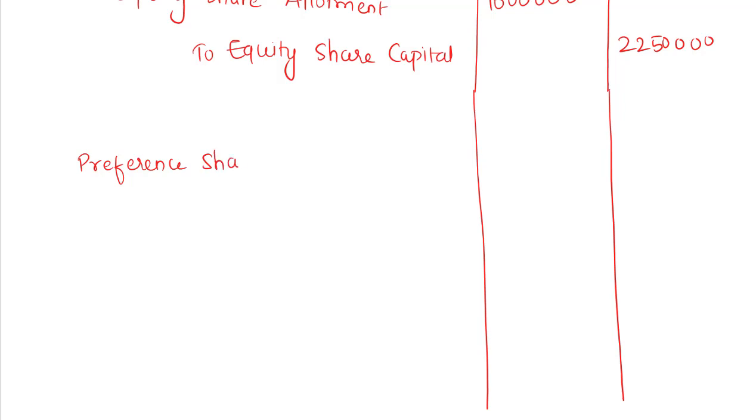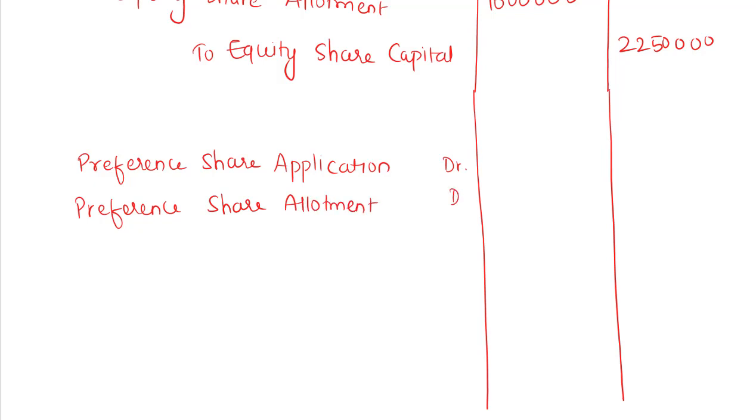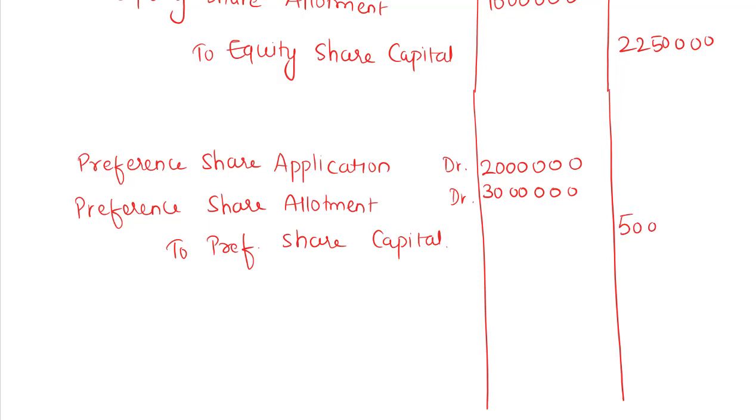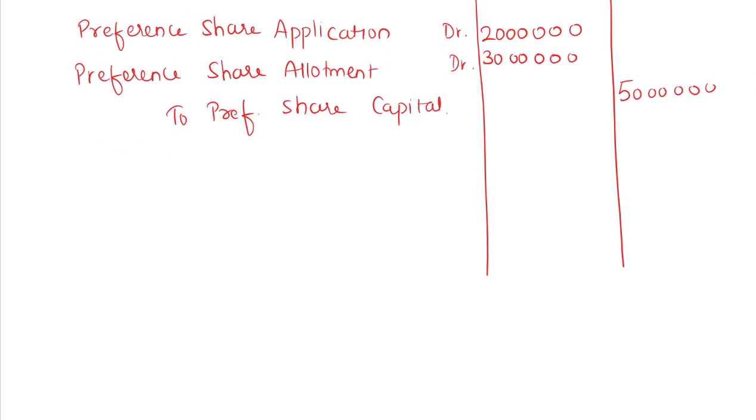Next is preference share application, debit, preference share allotment, debit, preference share application 20 lakhs, preference share allotment 30 lakhs. To preference share capital, 50 lakhs.